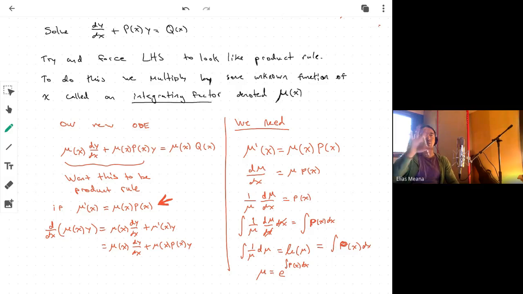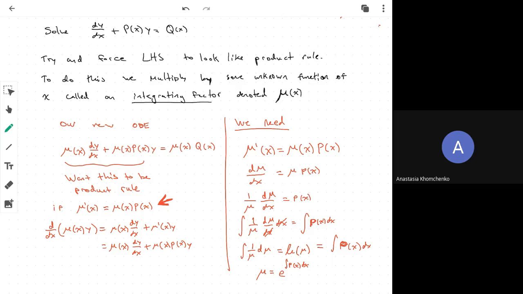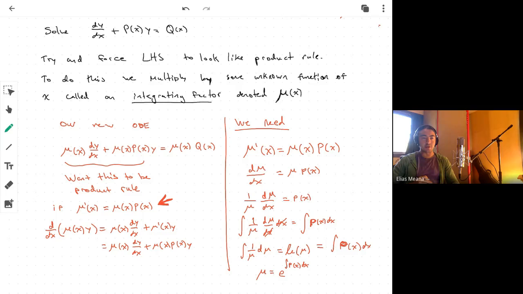All right, so Anastasia, what were you asking? You said you understood the mu thing, and then you didn't see what we were trying to do overall. What if mu of x is quadratic? Yeah, there's no problem with mu being quadratic. That would mean that it's e to the power of the natural log of x squared somehow. So you'd have to have an integral whose solution is natural log of x squared.